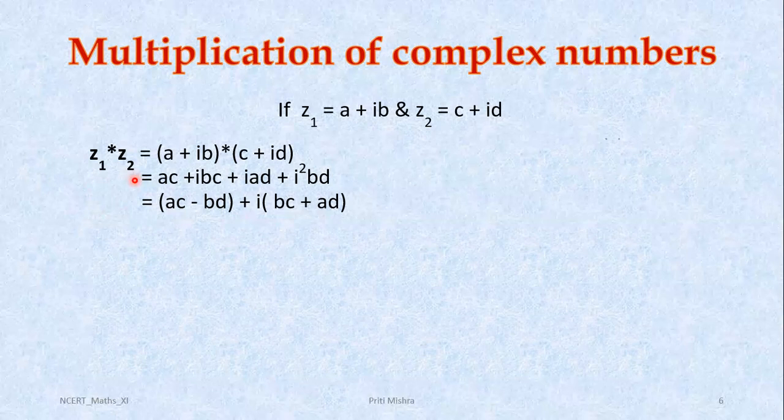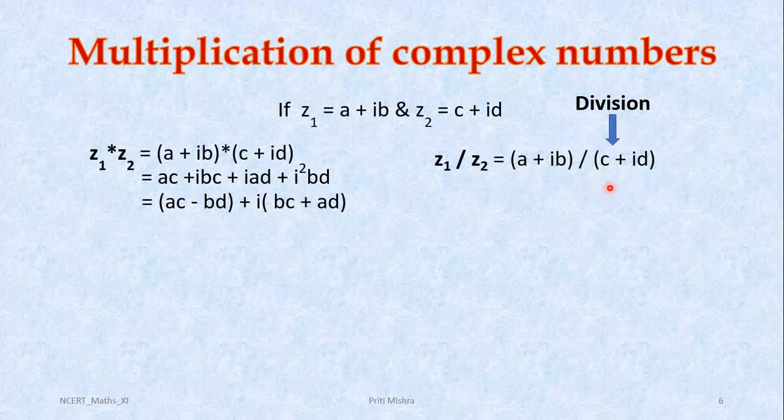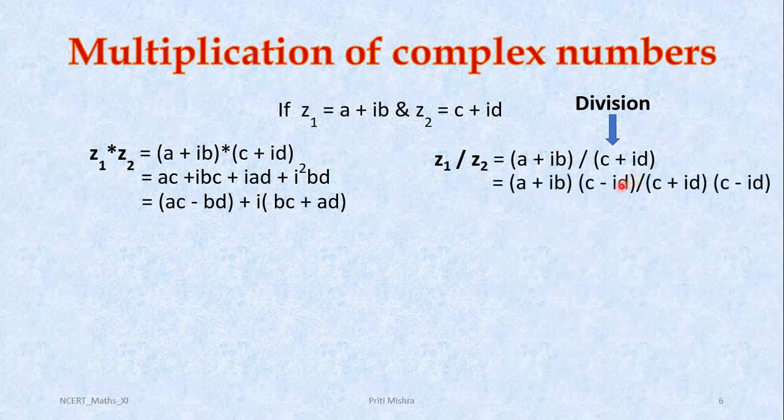If we have to find out division of two complex numbers, then z1 by z2 will be (a plus ib) upon (c plus id). I have explained conjugate of complex numbers. So here we will use that conjugate in order to convert this fraction of complex numbers in the form of a plus ib. For that, we just need to multiply with the conjugate of the denominator in both the numerator as well as the denominator. So conjugate of c plus id will be c minus id. So we will multiply by c minus id in the numerator and in the denominator.